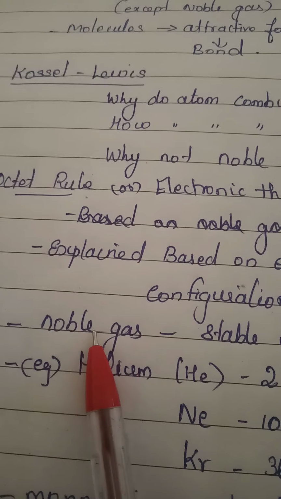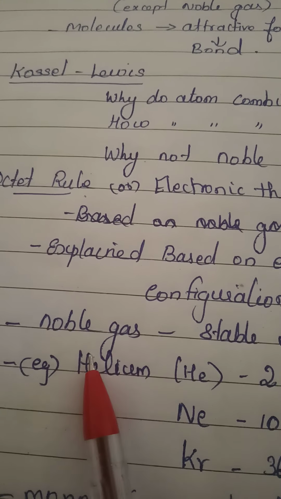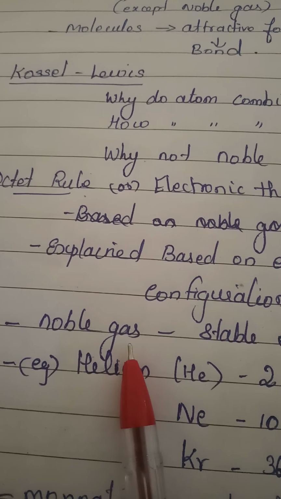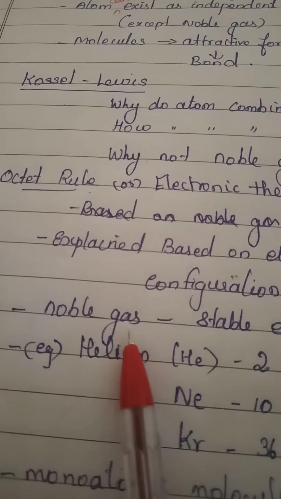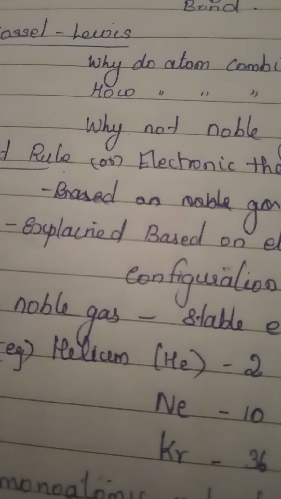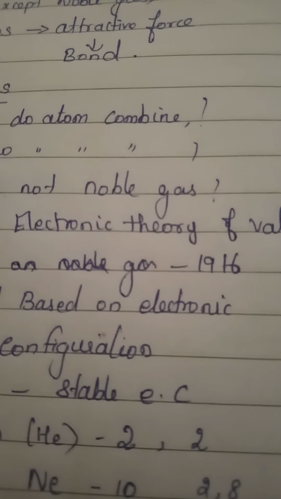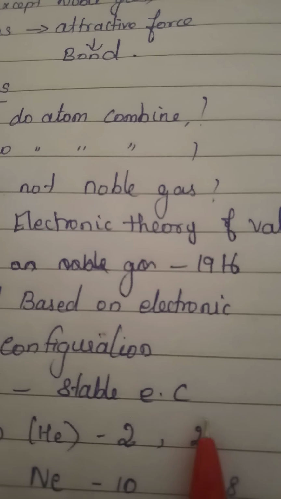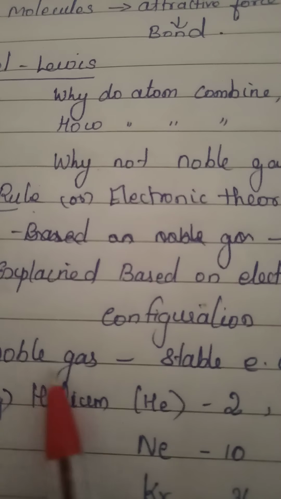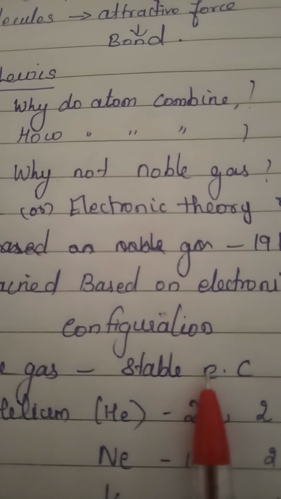Okay. When we see noble gases, if we see their electronic configuration, already we know, isn't it? K, shells, subshells, and all we studied, isn't it? When we see the electronic configuration of these noble gases, they have a stable electronic configuration. What is that stable electronic configuration? When Kozal and Lewis analyzed the electronic configuration of the noble gases, they found that they have a stable electronic configuration.